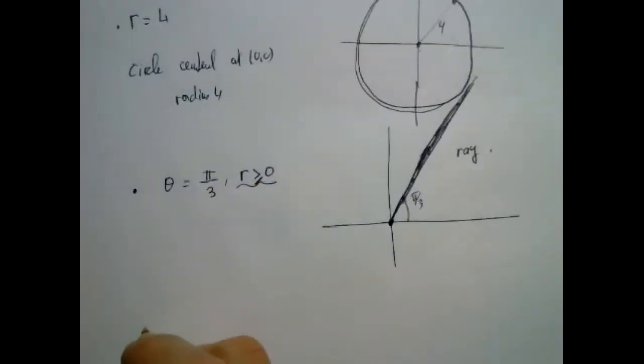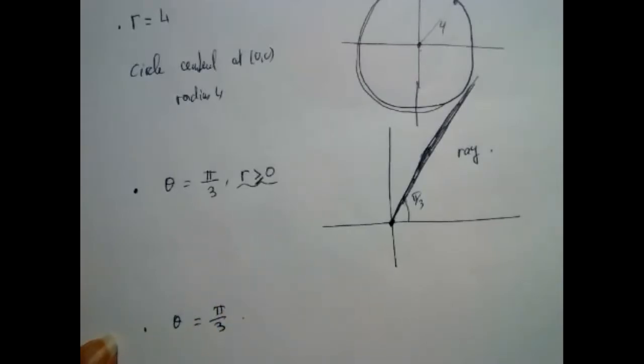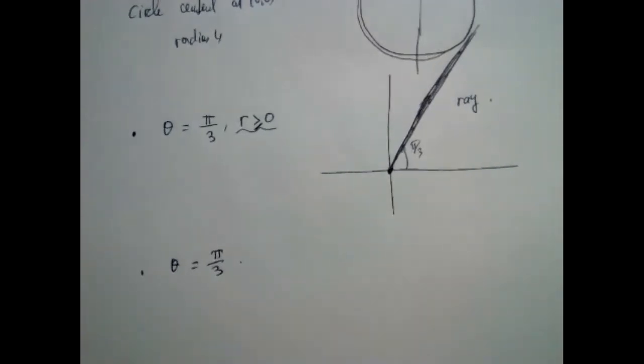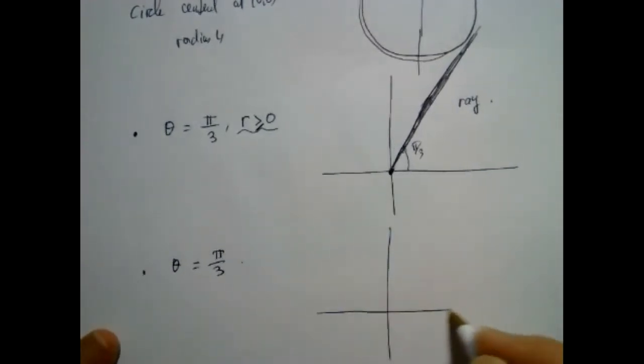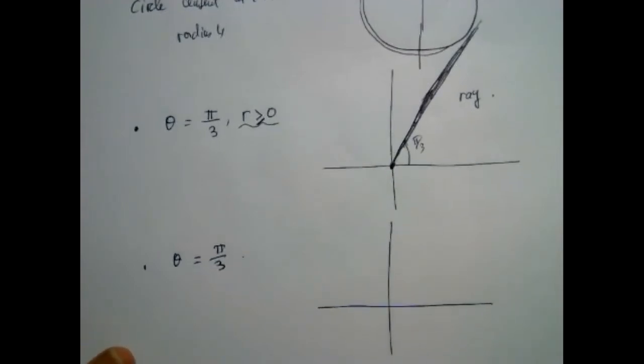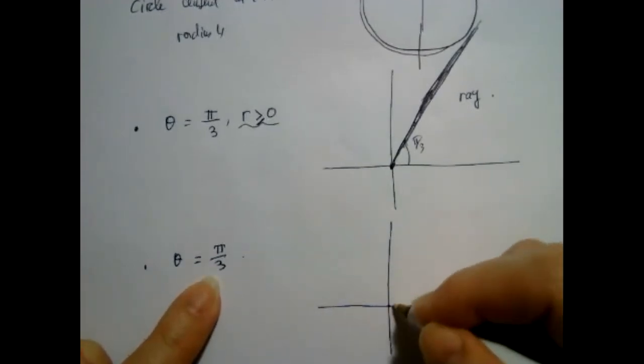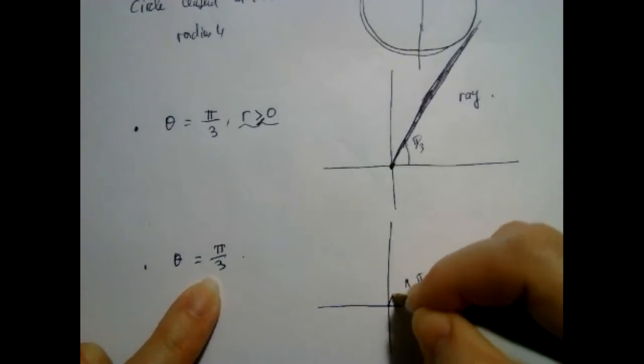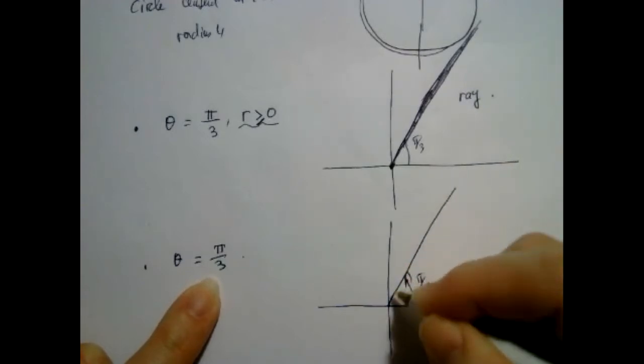Now, suppose I remove the condition r positive and I give you theta equal pi over 3. What will be the change? It would be a line, not a ray, right? It's going to be a whole line because in this case, I'm allowing r to be negative. I'm not allowing r only to be positive. So this is pi over 3. The positive r will give me everything on this line.